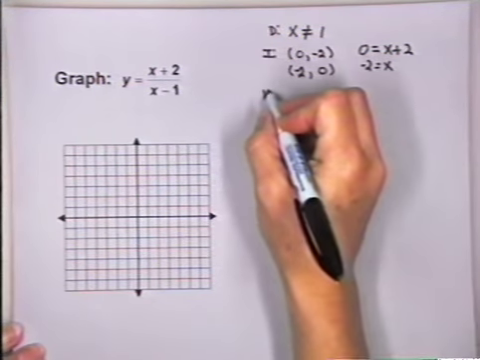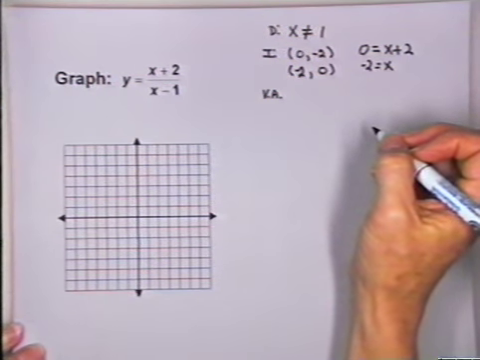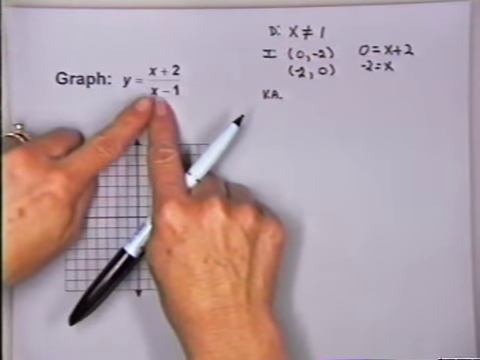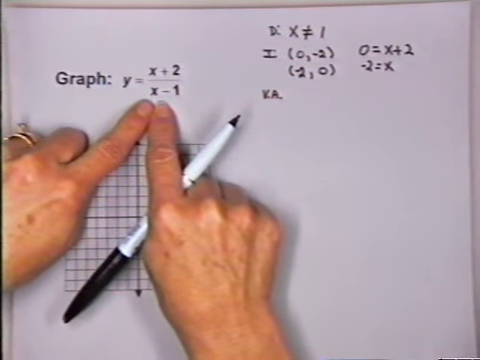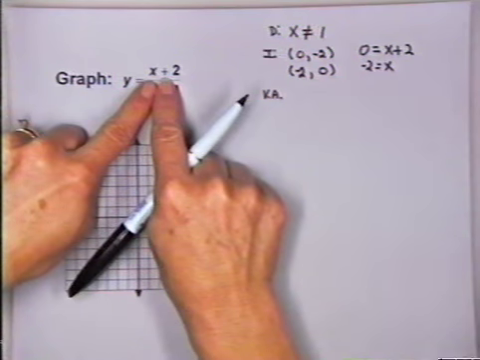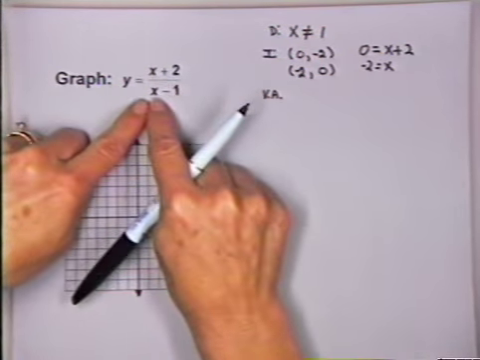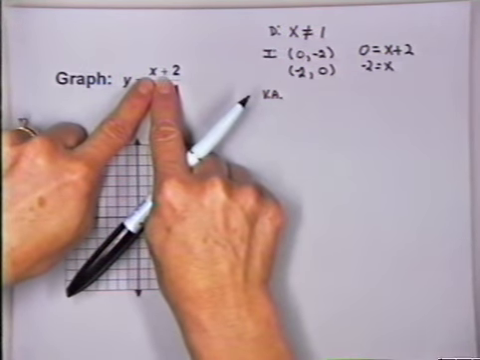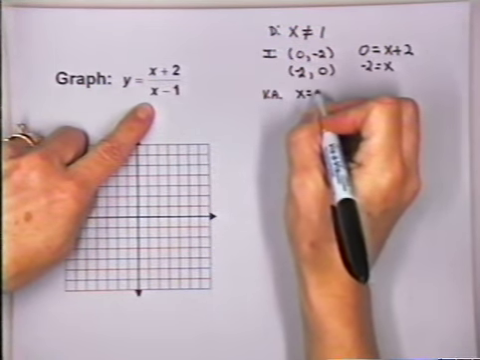Now, let's talk about vertical asymptotes. I'm going to use a VA here for vertical asymptote. Remember, we're looking for values of x that will make the denominator 0. Well, we've already done that. X is 1, isn't it? But remember what we're going to check. Does this x value of 1 make the numerator 0? Well, no, it doesn't, because if x is 1, 1 plus 2 is 3. So 1 makes the denominator 0, but it does not make the numerator 0.